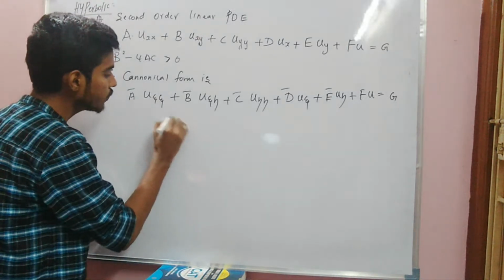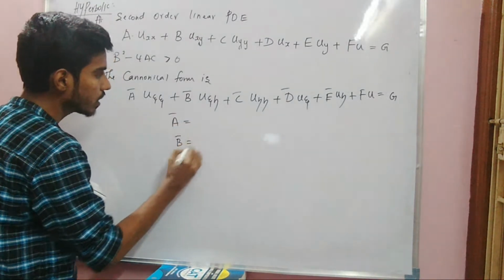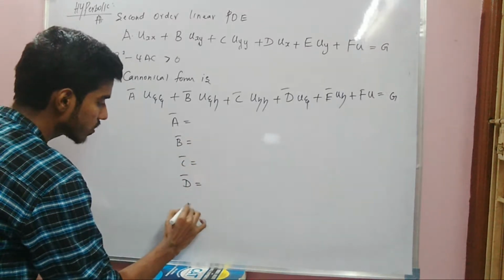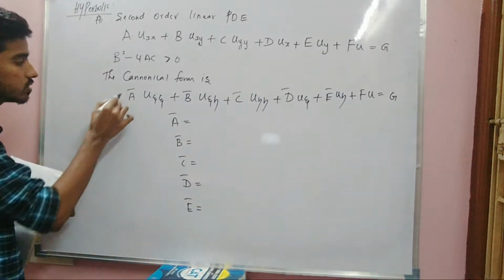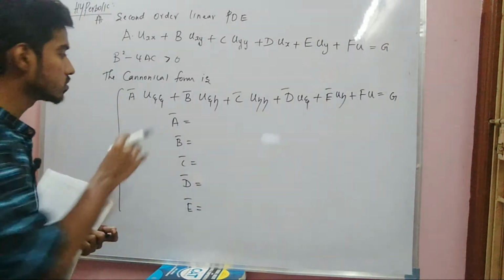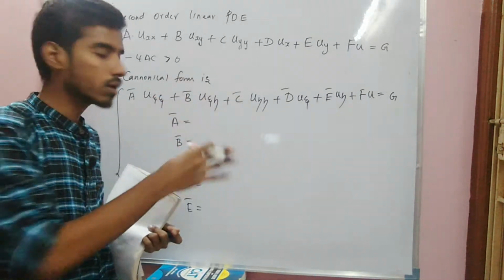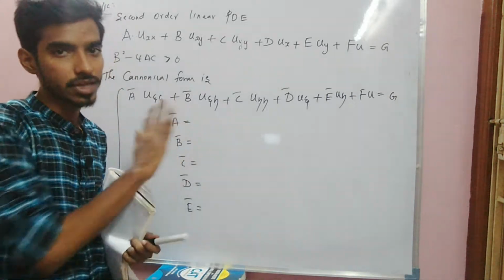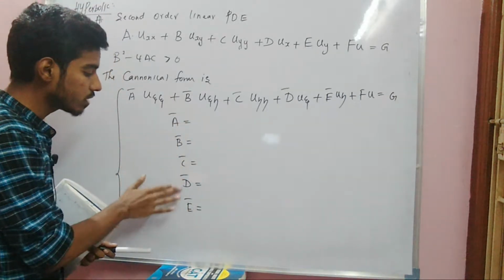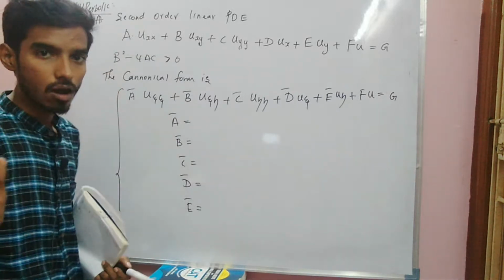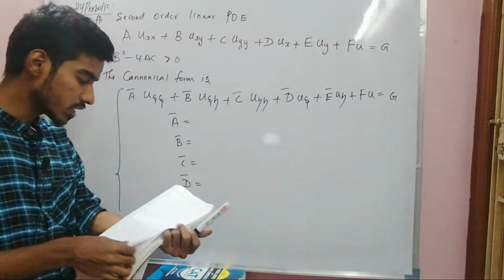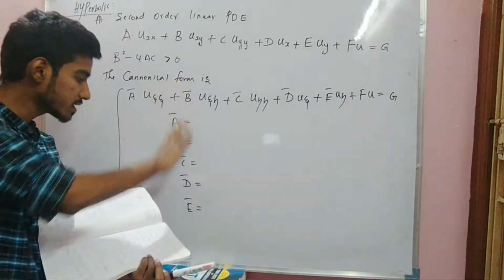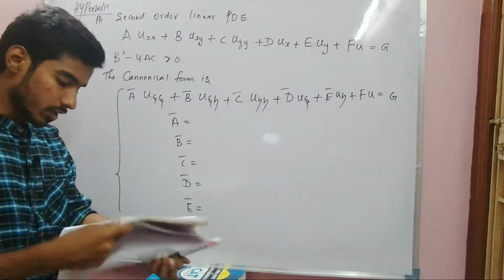Now we have to find a bar, b bar, c bar, d bar and e bar. This is our aim. This is the canonical form for all: parabolic, elliptic and hyperbolic, and a bar, b bar, c bar, d bar, e bar follow the same formulas for all canonical forms. I will give all the formulas now, and you have to memorize them very well.